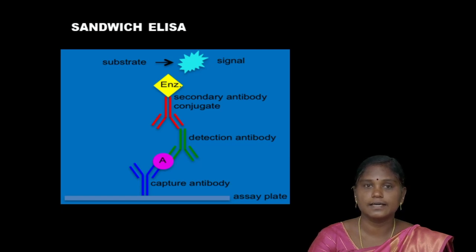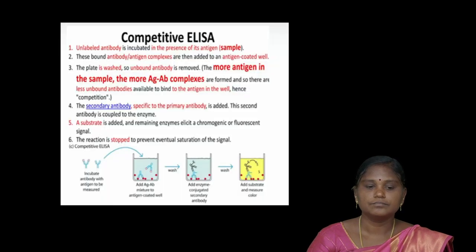In this sandwich, first we are adding the capture antibody. So that is the difference. Then we are adding the antigen, right? Then the detecting antibody, then the secondary antibody we are adding, then enzyme, finally we are adding the substrate, then there will be the color development. Okay, so that is the sandwich ELISA, right?